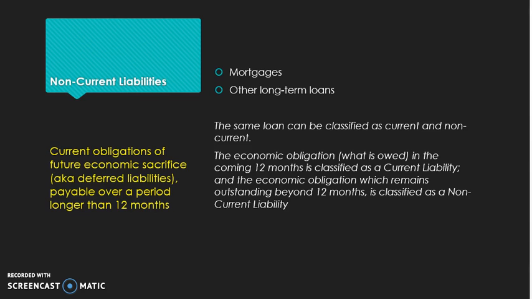So the same loan, though, can be classified as current and non-current. The economic obligation, or what is owed in the coming 12 months, is classified as a current liability, and the economic obligation which remains outstanding beyond 12 months is classified as a non-current liability. So I'll give you an example of this.